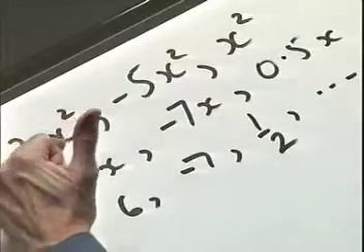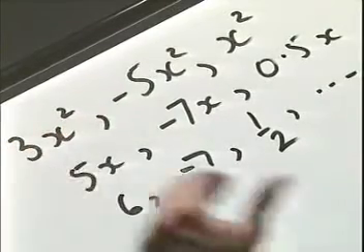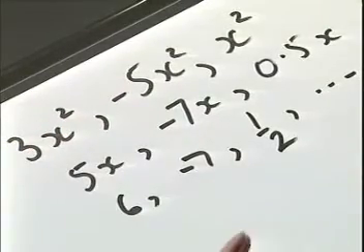It can't have any other terms in it. It can't have any higher powers of x in it, so it can't have x cubed in it. It can't have things like 1 over x in it. So, what does our most general quadratic look like?